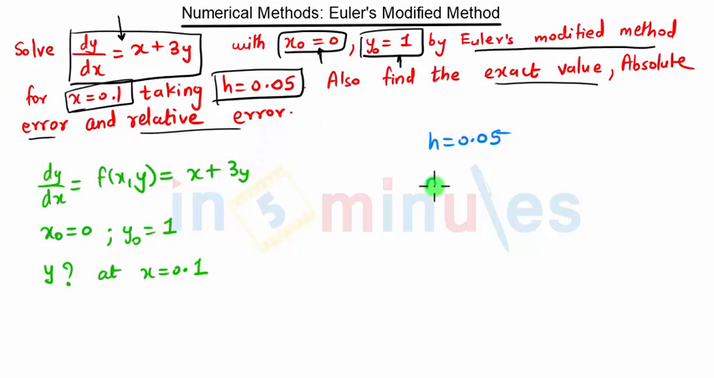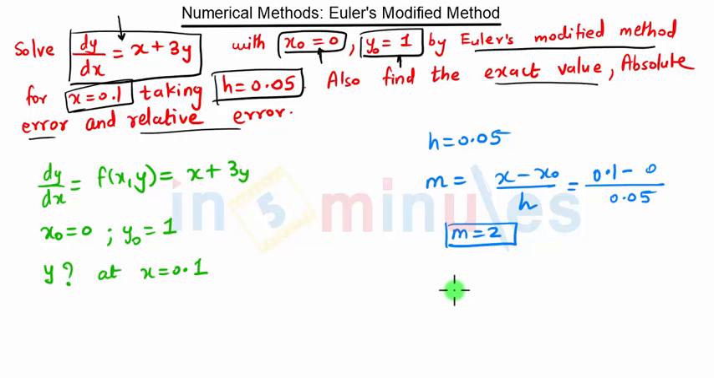Then our number of steps m will be x minus x0 upon h. x is 0.1, x0 is 0, h is 0.05. If we calculate this, we get m equal to 2. So the number of steps are 2. So let's take our first step. So this is our step 1. In step 1, we first calculate the basic things. So in step 1, at x0 equal to 0, we have y0 equal to 1. So these are the basic things.